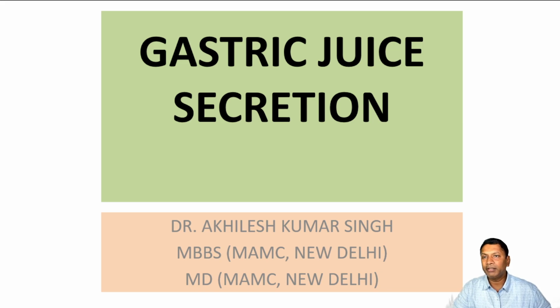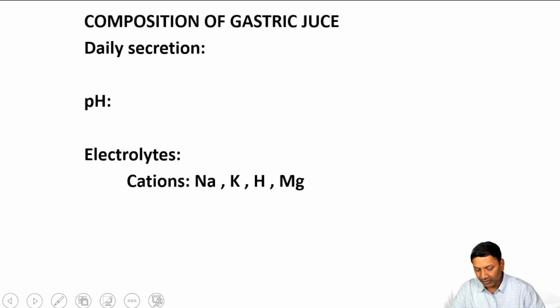In this class, I will discuss two topics of the GIT. One is the gastric juice secretion, another is gastric emptying. Let us discuss the first topic, the gastric juice secretion. In it, I will discuss the composition of the gastric juice. How much is the daily production of the gastric juice? The daily production of gastric juice is 2.5 to 3 liters per day.